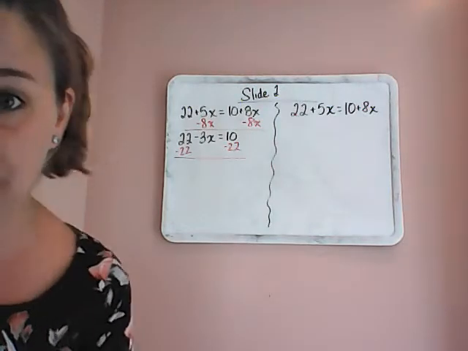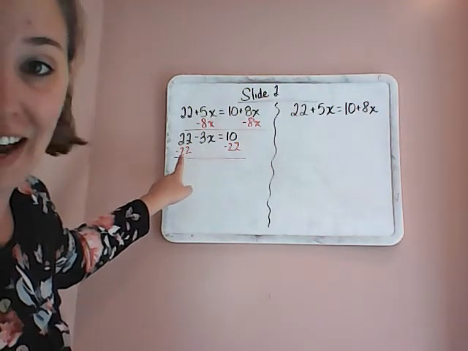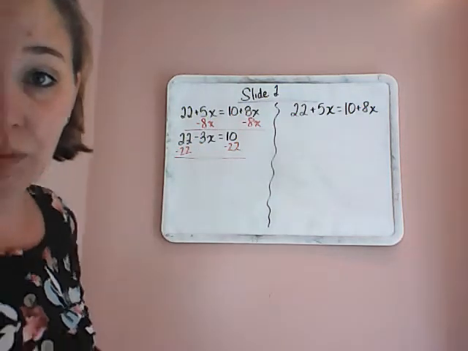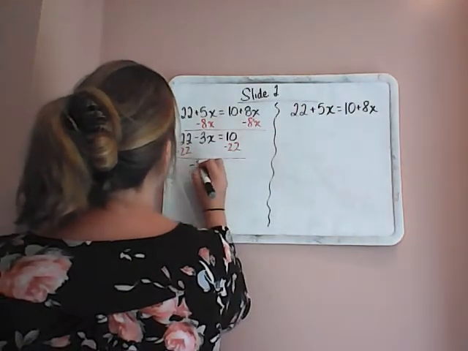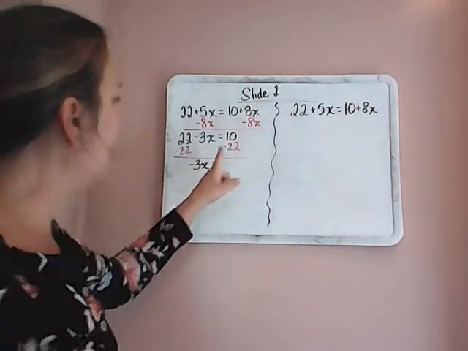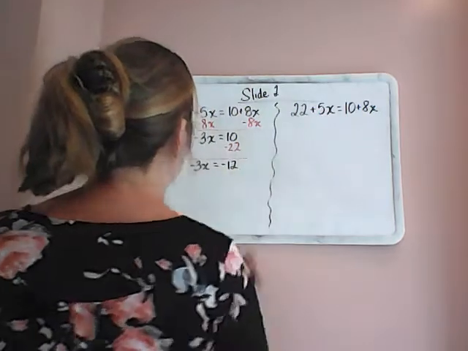Okay, 22 minus 22 is nothing, right? Or right here. That's why we did it, right? So what's going to come down is not just a 3x, but a negative 3x. Again, minus and negative, they're the same thing. The negative 3x comes down. The equal sign comes down. And 10 minus 22, negative 12.